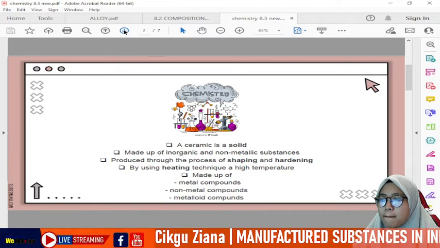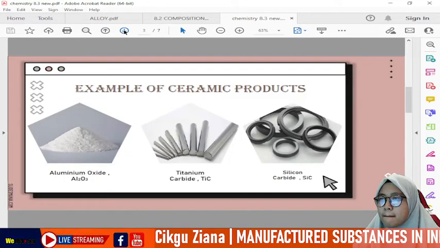So a ceramic is a solid made up of inorganic and non-metallic substance produced through the shaping and hardening process, and then by using heating technique in high temperature. So it can be made up of metal compound, non-metal compound, and metalloid. Examples of ceramic products are aluminium oxide, titanium carbide, and silicon carbide.